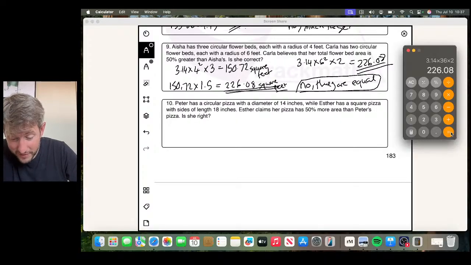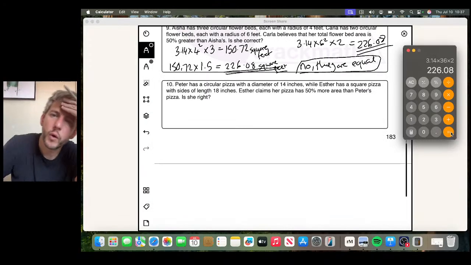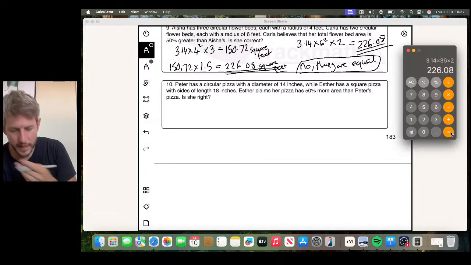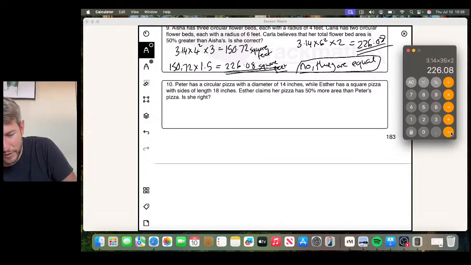Right, lastly, question 10. We've got here that Peter has a circular pizza with a diameter of 14 inches, while Esther has a square pizza with side lengths 18 inches. Esther claims her pizza has 50% more area than Peter's pizza. Is she right? So let's do Peter's first. So the radius will be 7, okay, because they've given us the diameter there.